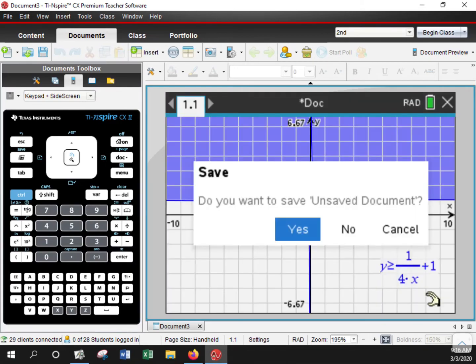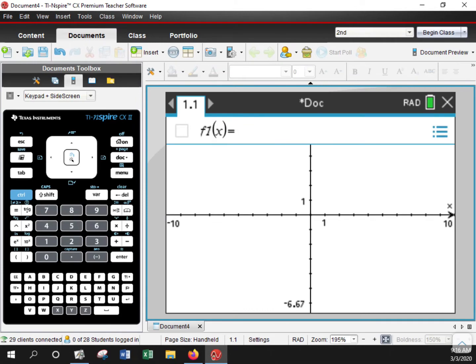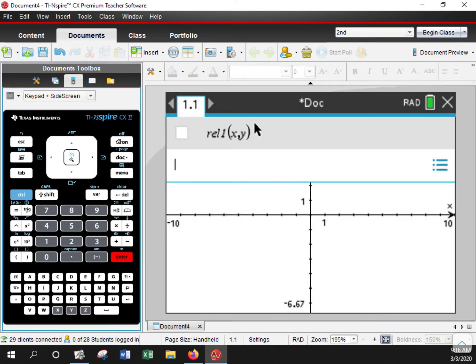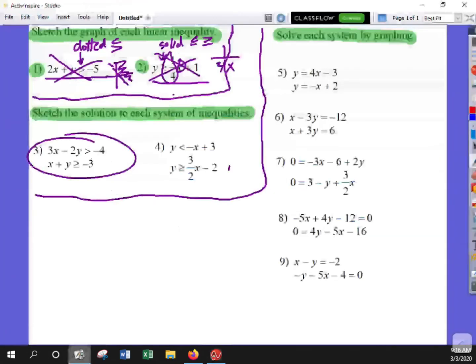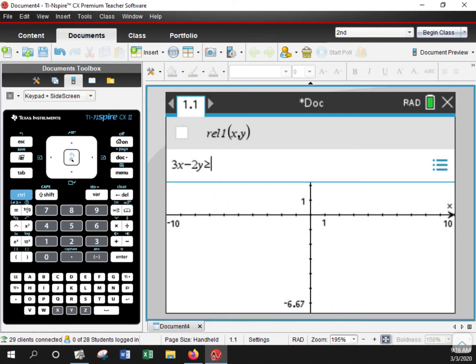Let's try that again. I wouldn't save it and just add a graph. And again, the quick way is to hit delete right there, go down to relation, or I can hit menu and do it that way. Okay, but what we want to do is just enter in our next two equations. So 3x minus 2y is greater than -4. So 3x minus 2y is Control equals greater than or equal to -4.